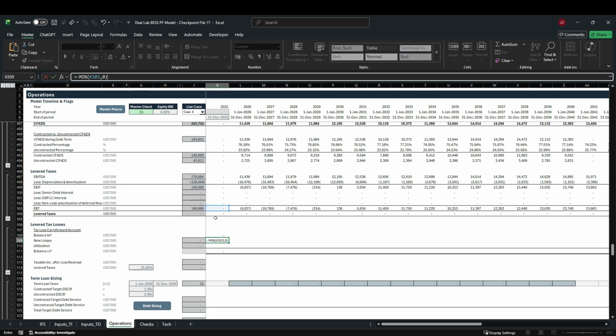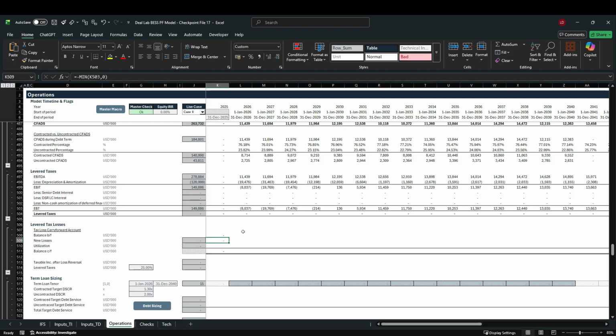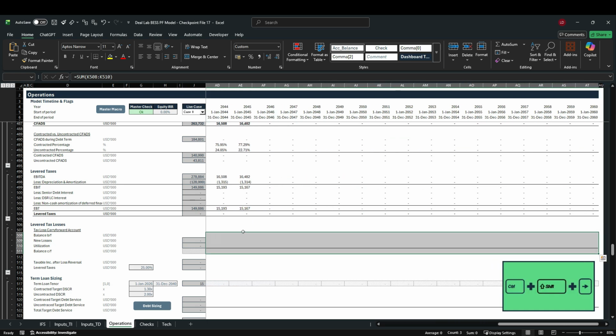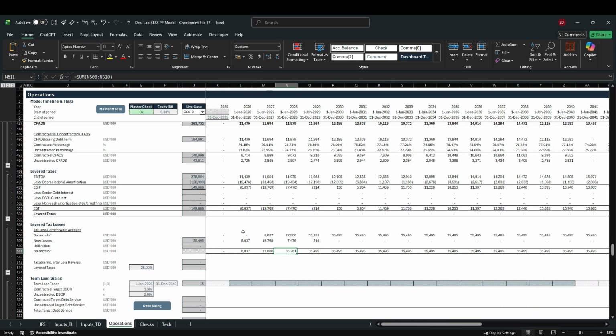And why the minimum? Because here in this period, for instance, we have negative 8 million, which means negative 8 million is smaller than 0. So we'll return our 8 million value. And once it's positive, say in period 2032 with 11.4 million, then the minimum will be 0. So we want to make sure that we're not building up any tax loss carried forward if there's actually no negative taxable income. Hit enter. Let's drag all of these three over, Control R. And you see that we built up our tax loss carried forward account.